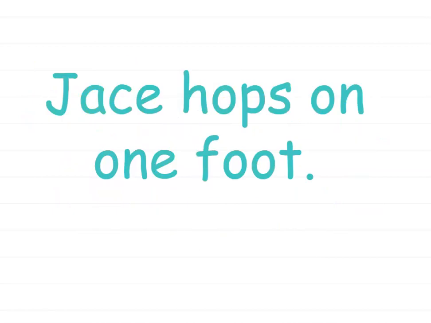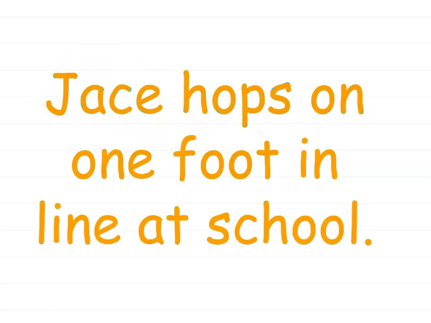Jace hops on one foot. Who is this sentence about? Jace. And what does Jace do? He hops. Where does he hop on one foot? Jace hops on one foot in line at school.